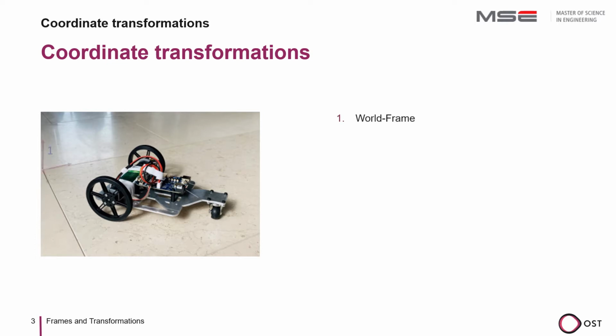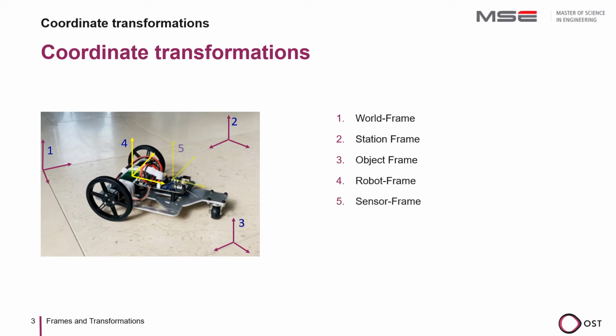The world frame is, for example, the corner of a factory site. Station frames could, for example, describe the locations of battery charging stations or loading and unloading sites. The location of an object we want to grab is described as an object frame. In mobile robots with differential drive, the robot frame is often defined between the two driven wheels. The location of a sensor, for example a LiDAR, is described with a sensor frame.